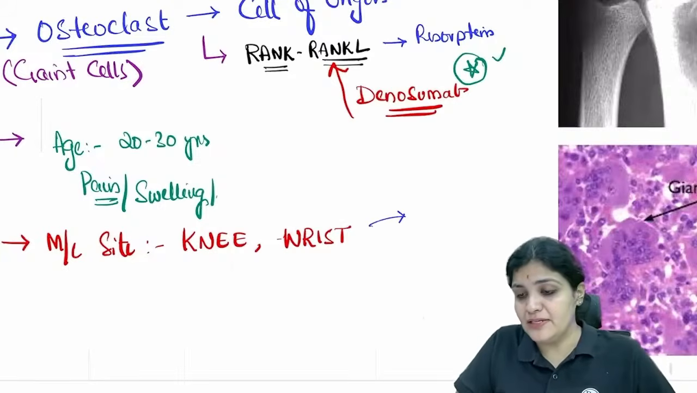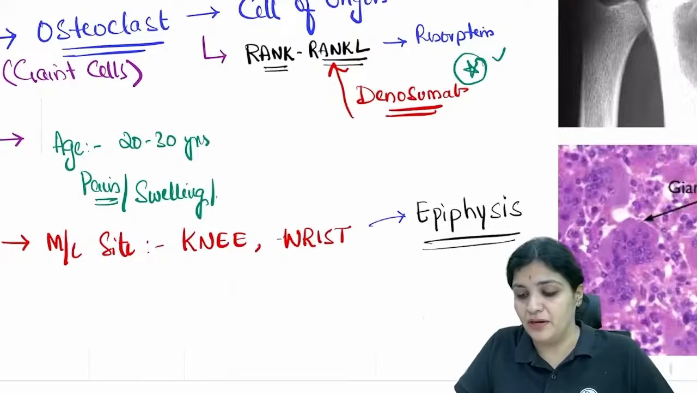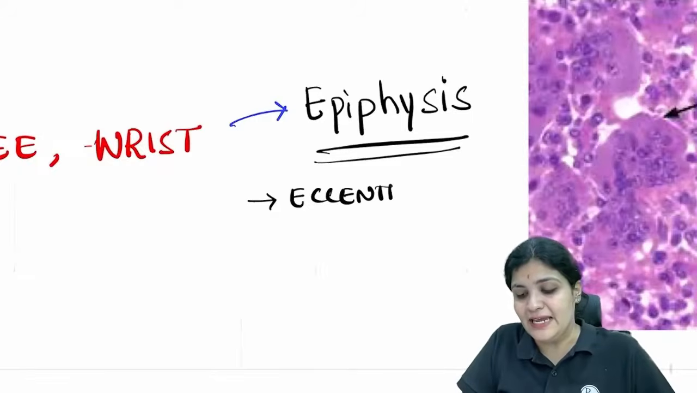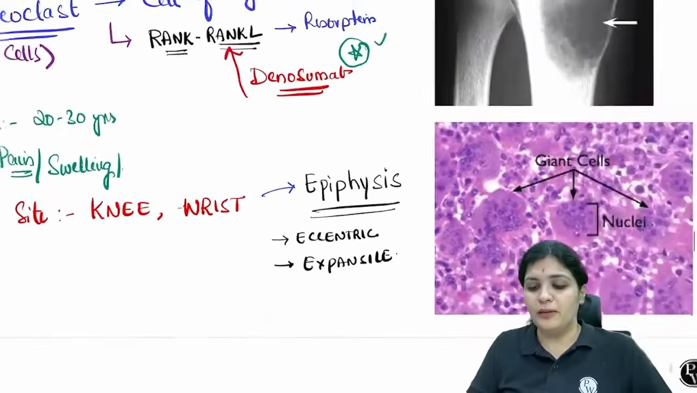Here it becomes interesting, where you know that this is the epiphysis. So this is the tumor of the epiphysis. This is very, very important. And whenever we write the word epiphysis, we can also include other e's. That is, it is an eccentric tumor, it is epiphyseal, and it is an expansile tumor. So what do you mean by all three words?